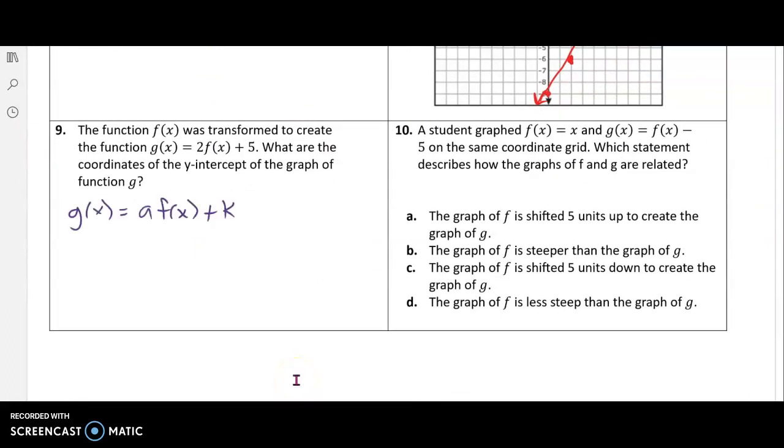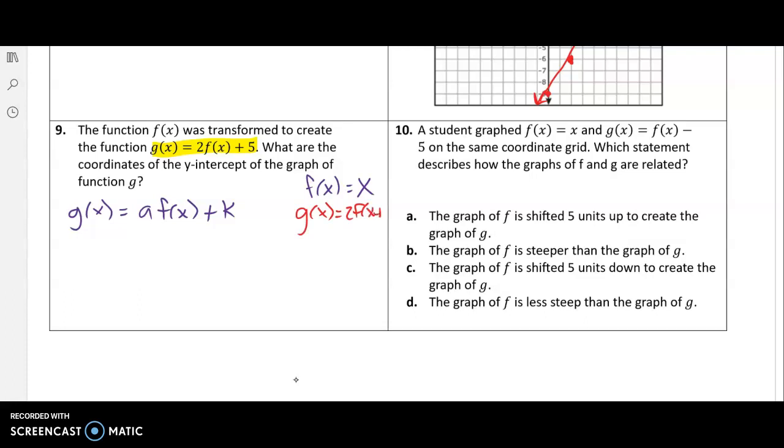Hi there, everyone. So looking at this, we are given f of x was transformed to create g of x. Remember, f of x is the parent function, which looks like this. F of x equals x. And then we've got the new one that they just gave us highlighted here. I'm going to write that one in red. G of x equals 2f of x plus 5.